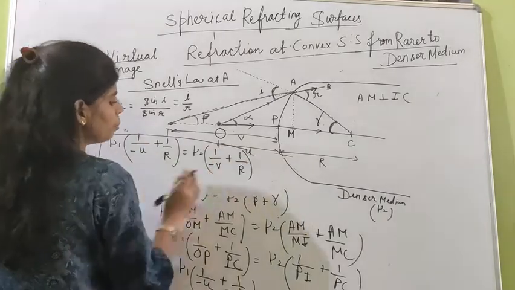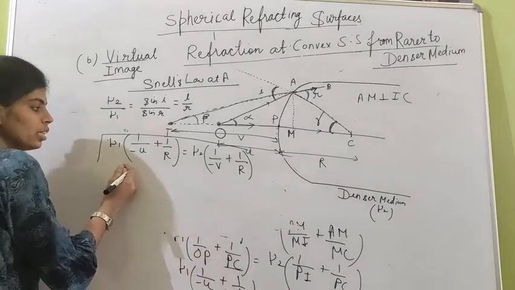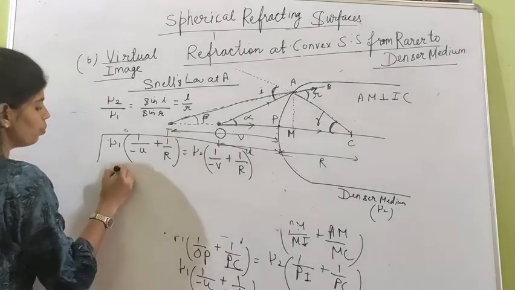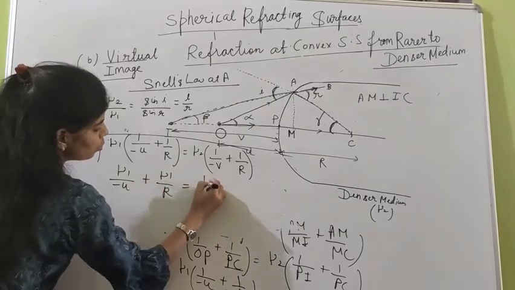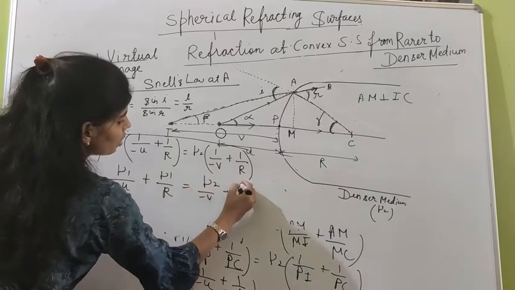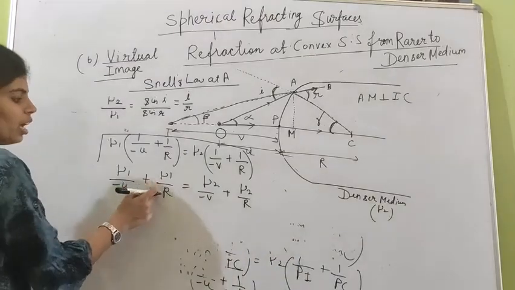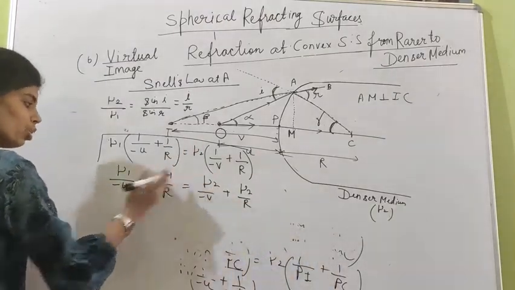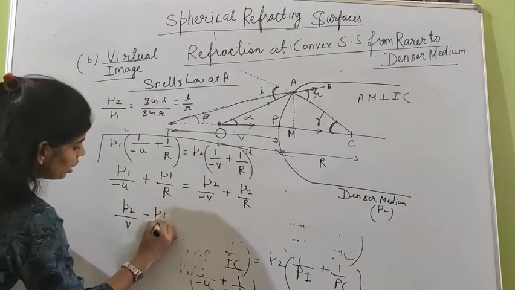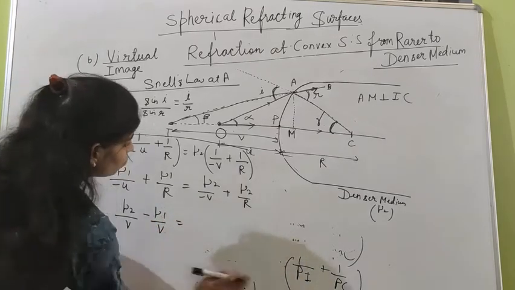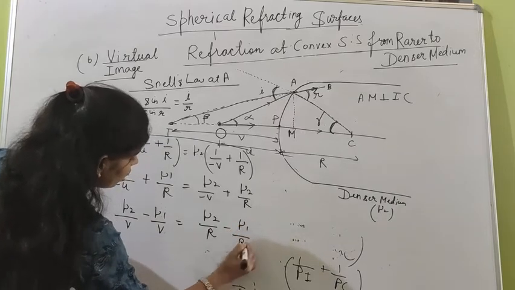So this is what we have. Again, mu1 by minus of u plus mu1 by r is equal to mu2 by minus of v plus mu2 by r. Take mu1 by r to the other side, and mu2 by v to this side. So it becomes mu2 by v minus mu1 by v, equal to mu2 by r minus mu1 by r.